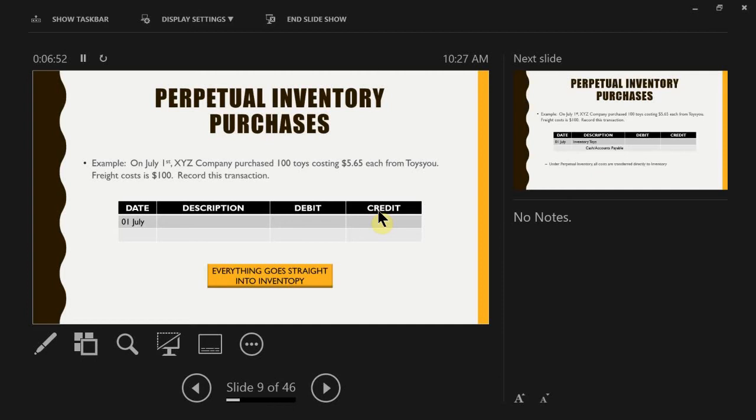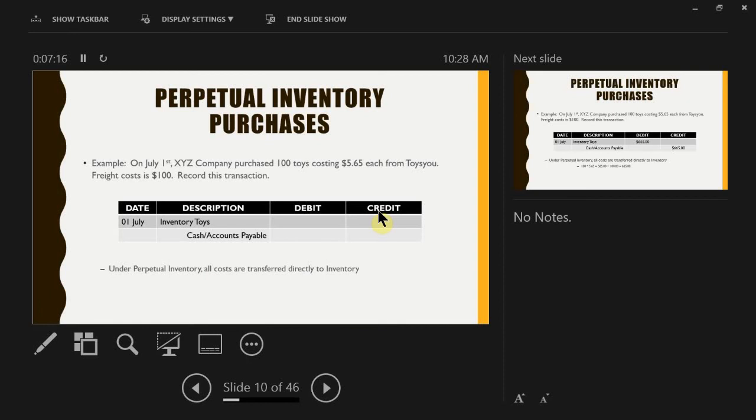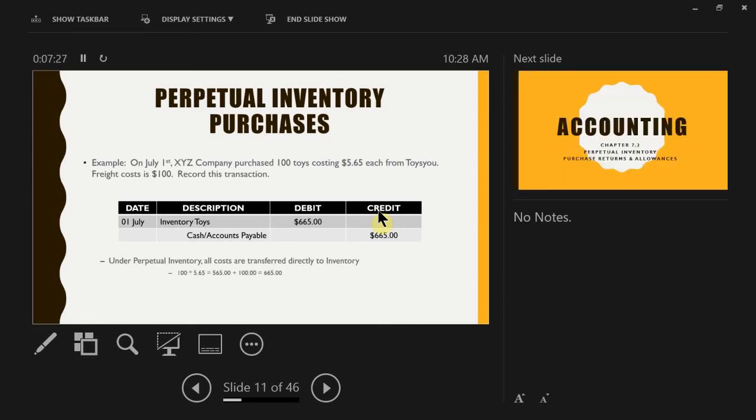You're going to debit your toys. Yes, so here's one note I want you guys to know: everything is going to go into inventory, including every single cost, every freight, everything. In this case, we know specifically what our inventory item is, so we're going to debit inventory, toys, in parentheses, and it's going to include every single cost. In this case, it's going to cost me $565 for just the purchase price itself.